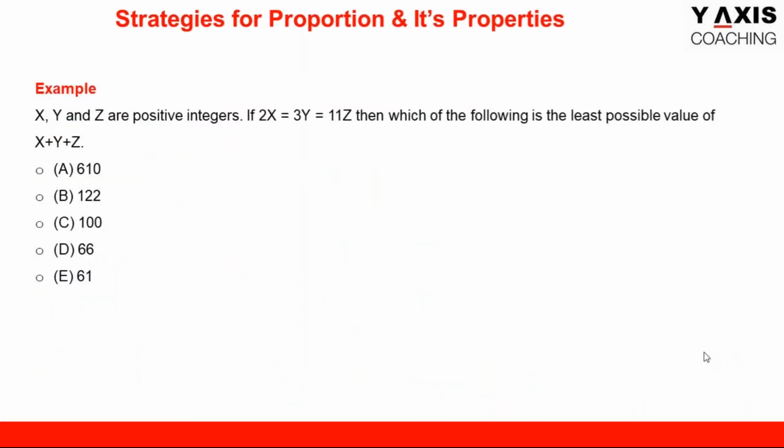Now we have the idea about the proportion. I'm going to take one example to solve a proportion related problem. I'll read it for you. X, Y, Z are positive integers. Take care, these are positive integers. If I ask what is the least positive integer, 1, next 2, next 3, next 4, and so on, so we get infinite positive integers. The least one is 1. Here the given information is x, y, and z are positive integers, and 2x is equal to 3y is equal to 11z. Which of the following is the least possible value of x plus y plus z?